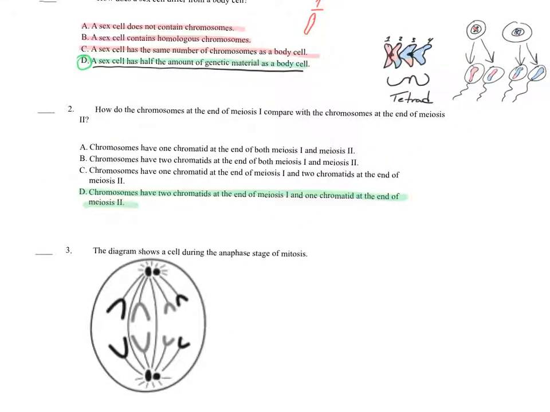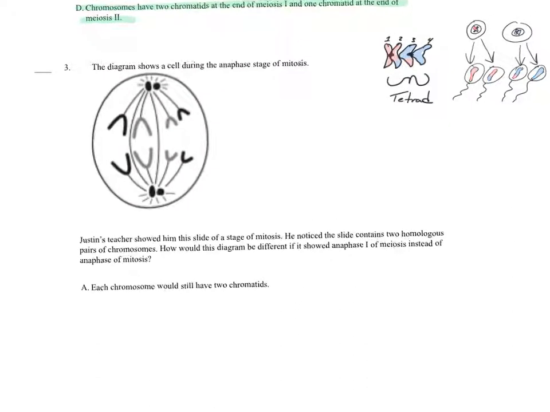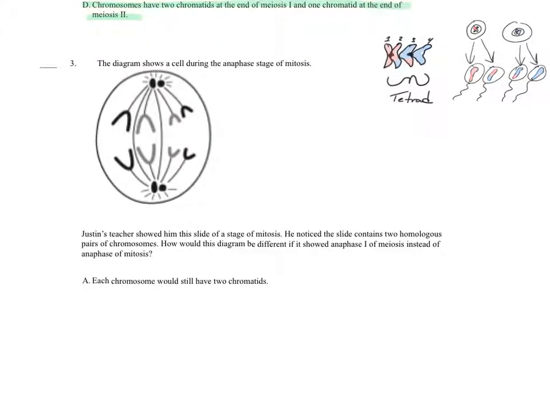So, chromosomes have 1 chromatid at the end of each meiosis. Obviously the rest of these are wrong. I don't have to go through that, right? Based on what I just said, that should be clear. The diagram shows a cell during the anaphase stage. Obviously, anaphase, separating the 2 chromatids, of mitosis. So that explains why the chromatids are being separated, not the homologs, right?